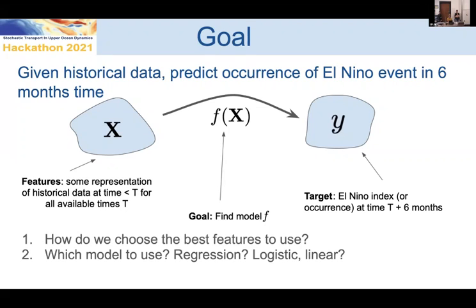And there's 2 main problems here, which is how do you choose the best features to use? So if you just use every single piece of data available to you, your model will have way too many parameters and you'll end up overfitting. And then which model should you use? So use regression, logistic regression, linear regression, and Stuart's going to talk a bit about that later.